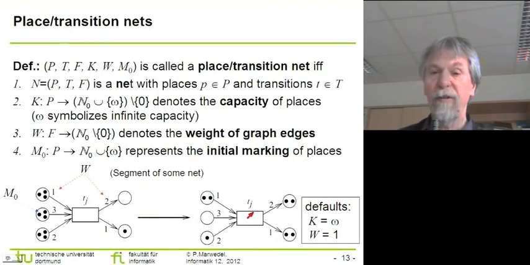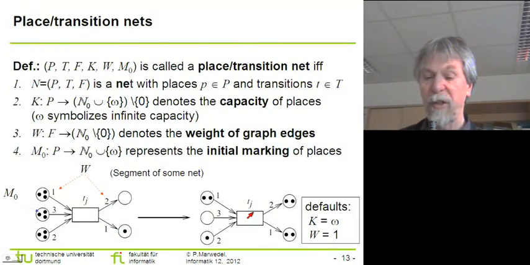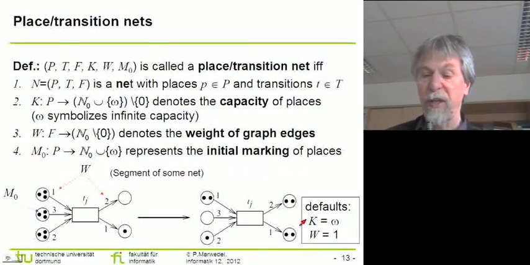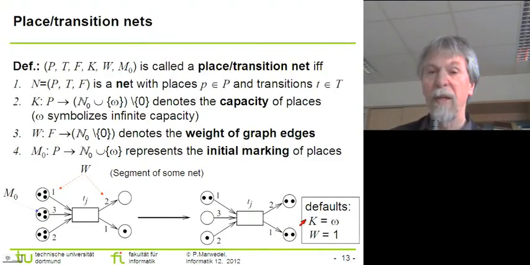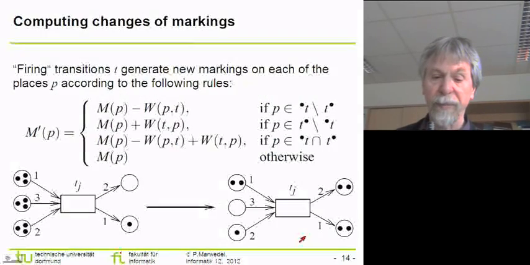In certain cases, we might want to avoid having too many symbols there in our graphical representation. So therefore, we are typically agreeing on certain defaults. If we are not explicitly specifying a maximum capacity, then the capacity is assumed to be unlimited. And if we are not specifying any weight for these edges, then we assume that just a single token is removed or generated.